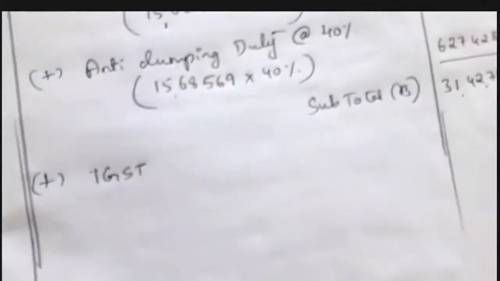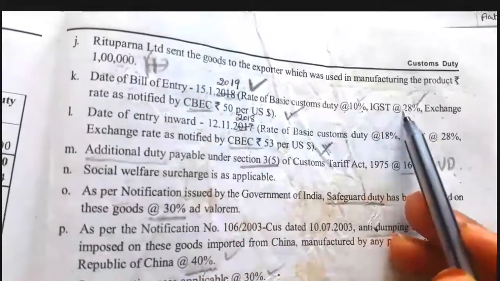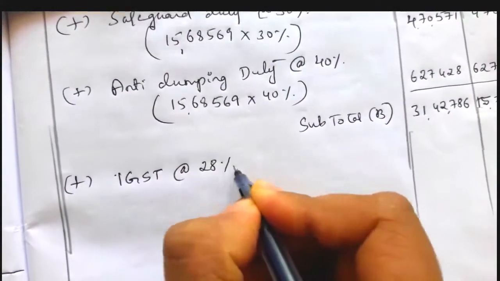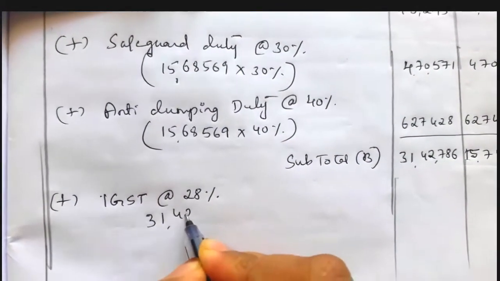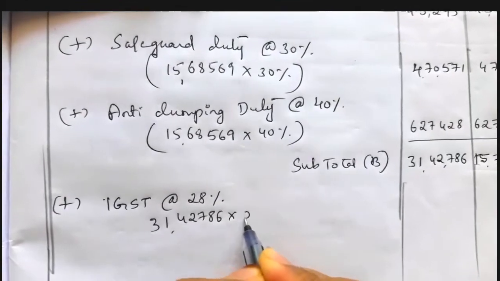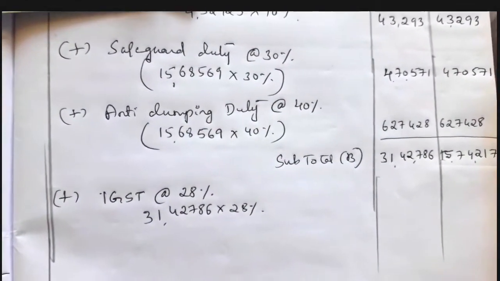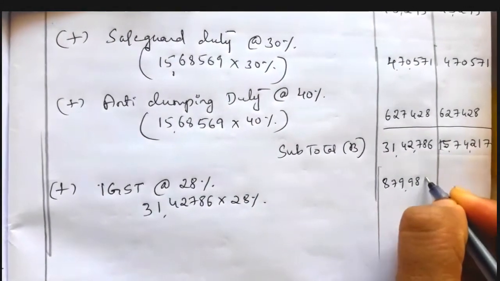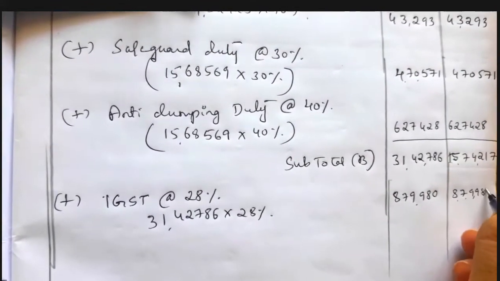The tax rate on IGST is given in the illustration. We have to select the first case, IGST at 28%. IGST at 28% is calculated on subtotal B, that is 31,42,786 into 28%, which is equal to 8,79,980.